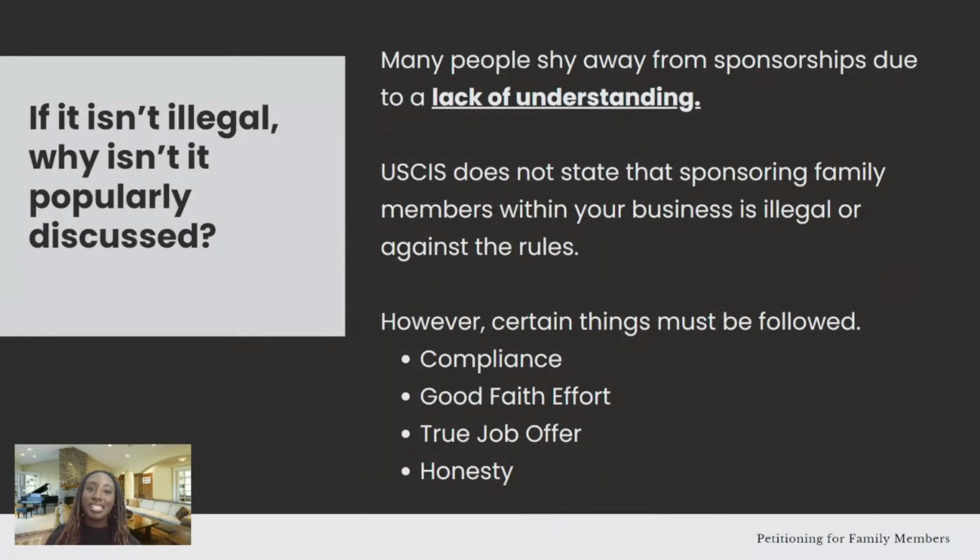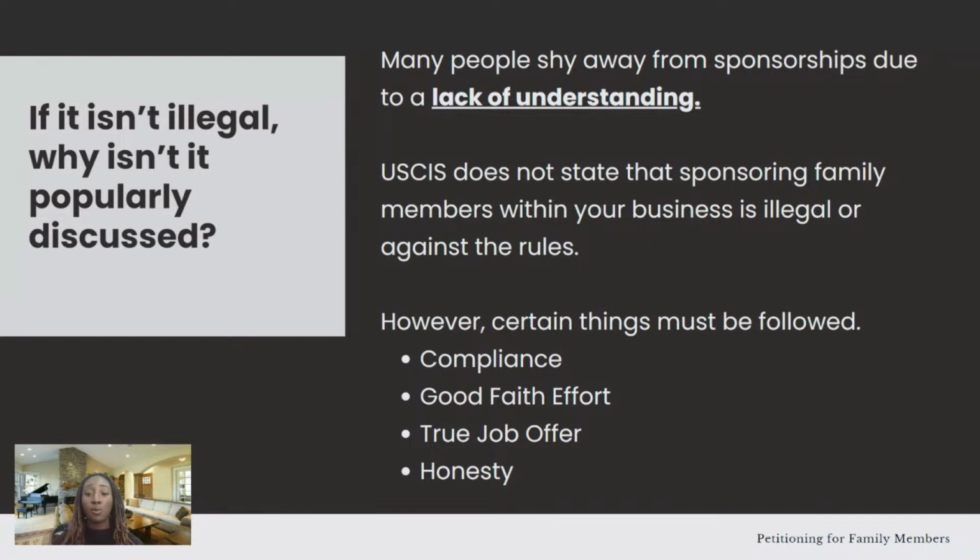So a common question is, if it isn't illegal, why isn't it popularly discussed? And that's truthfully because there's a lack of understanding around how to do it properly and what that means. So USCIS does not state anywhere that sponsoring family members for employment is illegal or against the rules.